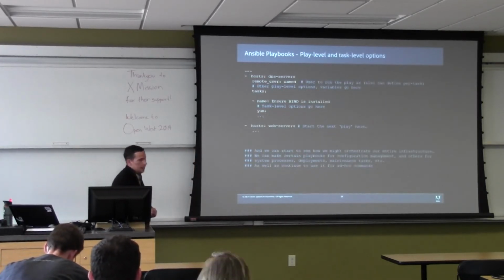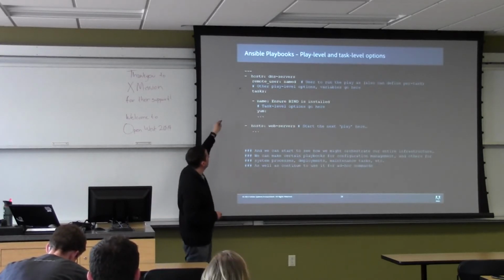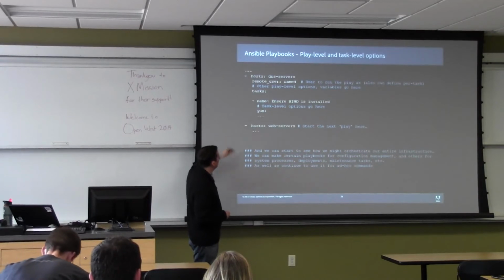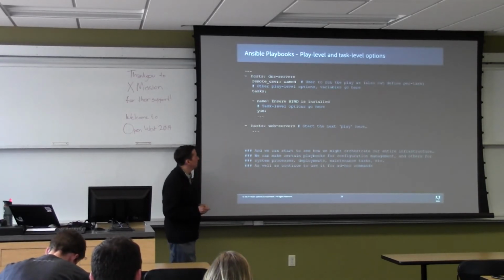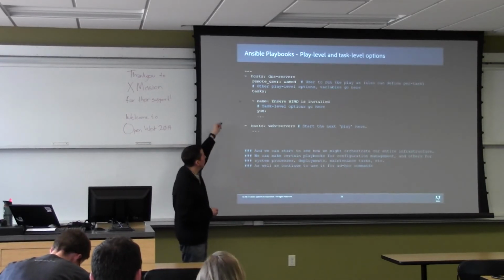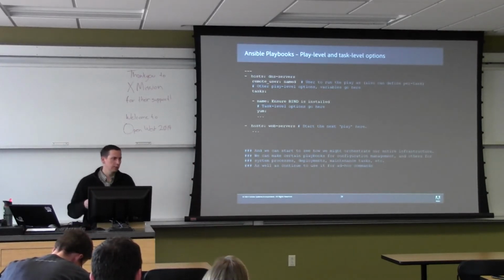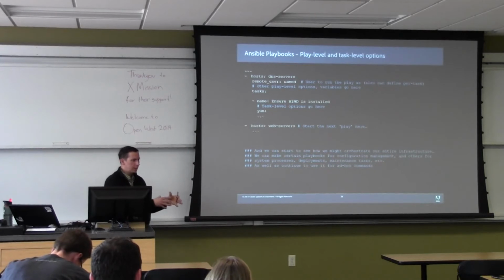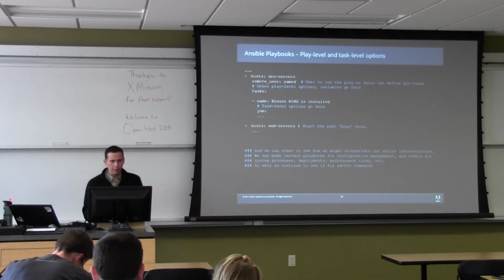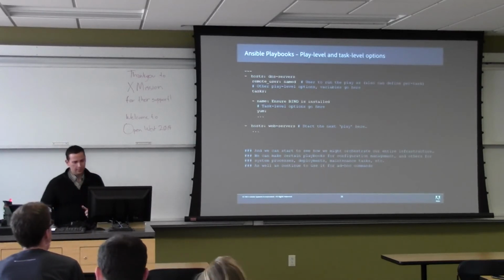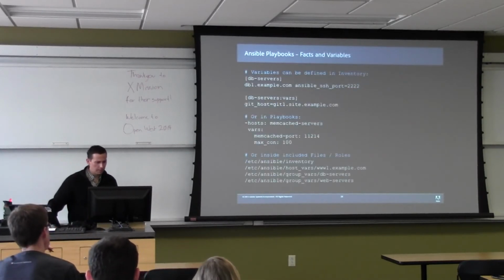Okay. You can specify different options at your play level, and then down here your task level options. And then you can have multiple plays per file. So you can kind of start to see how you can start to orchestrate this. So you can do some configuration action items on one set of hosts, and go and do something on another set of hosts, and then go and do something on another set of hosts. Okay? That's where you get into this idea of true orchestration.